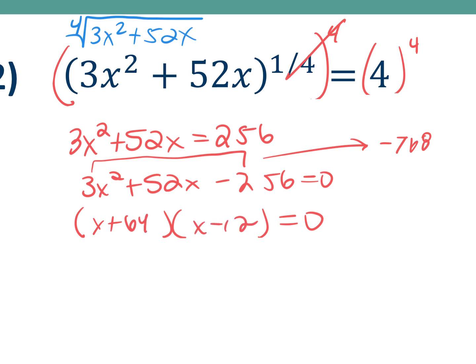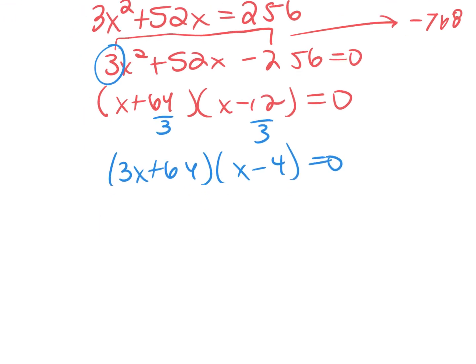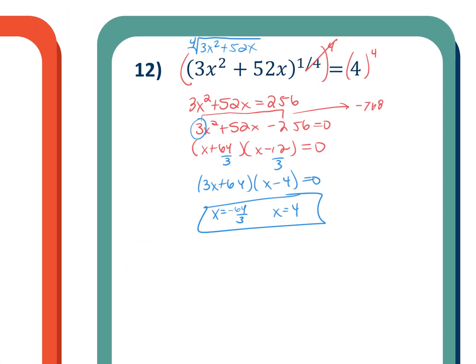Very good. What is my A term? 3. Divide both of these by 3. And you're left with 3x plus 64 times x minus what? 4. What are your two x values? Negative 64 over 3 and x equals 4, good. Very good.